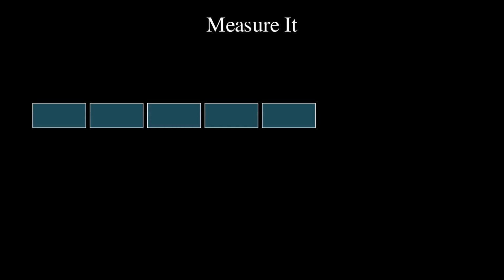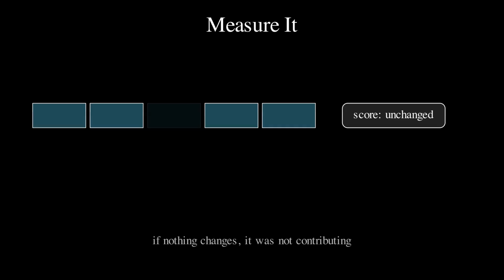Does any of this help? Measure it, the same as any engineering choice. Ablation: remove one element of the context, a document, an example, a section of the system prompt, and check whether performance on a held-out task set changes. If nothing changes, it was not contributing.